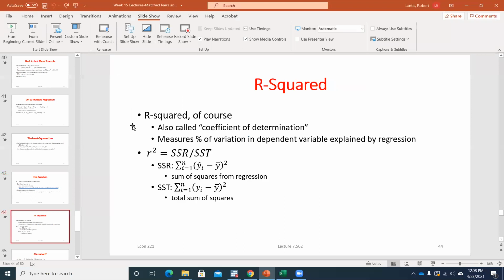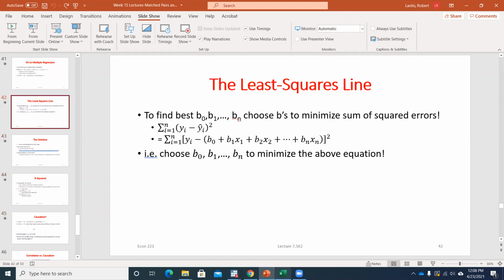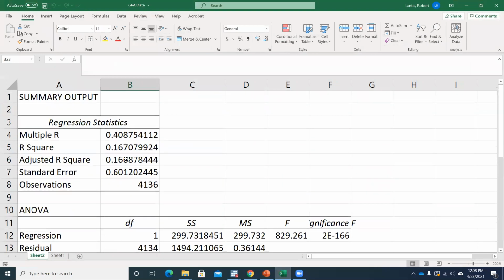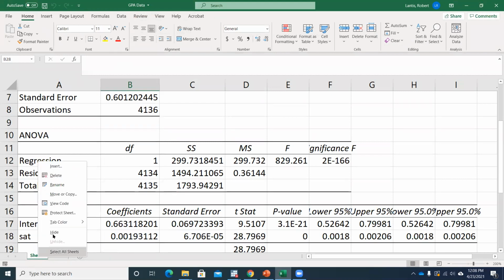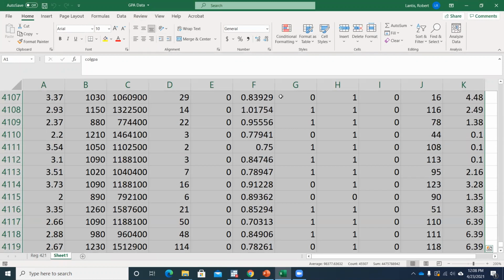So come back to the R squared in a second. And I'm going to touch on this idea of causation and correlation. So let's go to that GPA data. We had the regression we ran from last class, so I'm going to rename this. That was 421. And I'm going to go back to the original data.